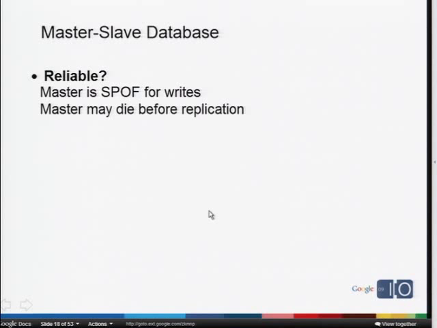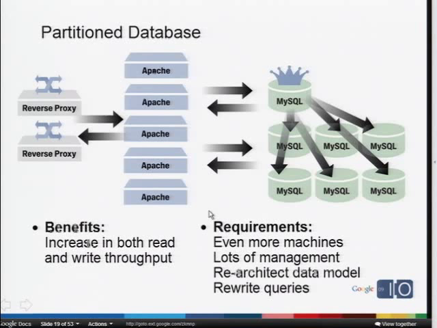Regarding reliability, the master is a single point of failure for writes. If it goes down, you're no longer able to write to your database. And additionally, the master may die before replication. So as I said, when you issue a write to your database, it hits the master server first and then is replicated out to the slaves. If the master goes down after writing and before replication, you may lose a small window of data, which is unfortunate.